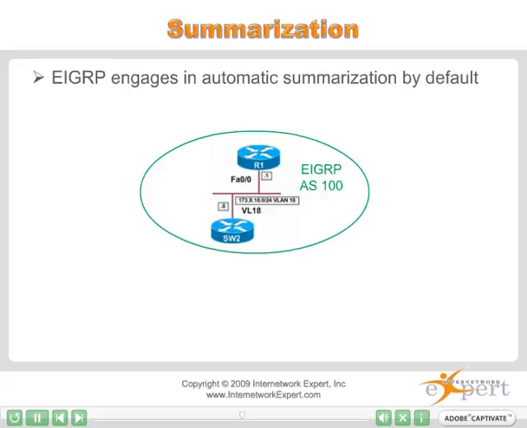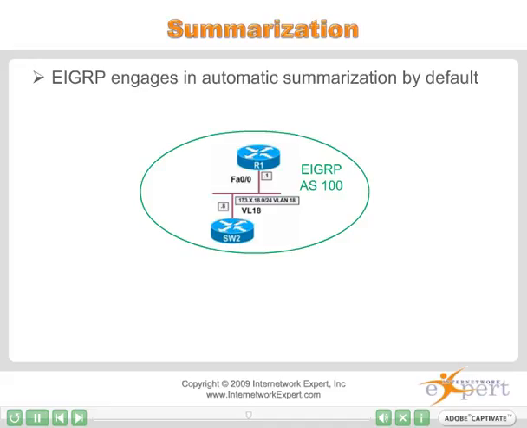Summarization is such a great thing that some protocols want to do it automatically, and we typically don't want this done for us in our topology as a result of problems that it could create. Both RIP, Routing Information Protocol, and EIGRP for our interior gateway protocols are both going to want to engage in this automatic summarization by default. And again, we typically turn this off with the no auto-summary command.